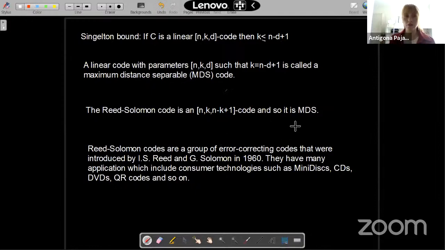There is this code called Reed-Solomon, which satisfies the equality of the Singleton bound, and it's an error correcting code that was introduced by Reed and Solomon in the 1960s, and it is used in a lot of applications. Here I just wrote the consumer technology applications such as CDs, DVDs, QR codes, and so on. So yeah, that was all I wanted to say.